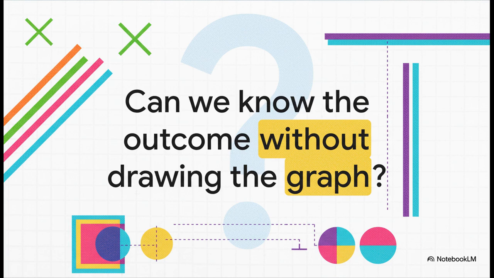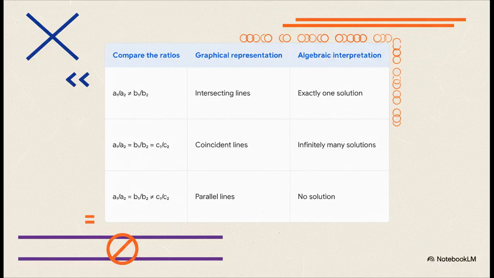This is the big question, isn't it? Can we predict whether the lines will intersect, be parallel, or be the exact same line just by looking at the equations themselves? The answer is a huge yes, and it all comes down to comparing a few simple ratios. And boom, here it is. This table is your secret weapon.